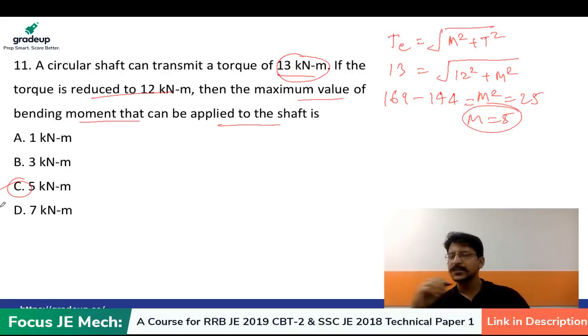This is basically the question which uses the concept of your equivalent torsional moment. The correct answer for this one comes out to be option C, 5 kilonewton meter. Is it okay for everyone? Shall I move on to the next question?